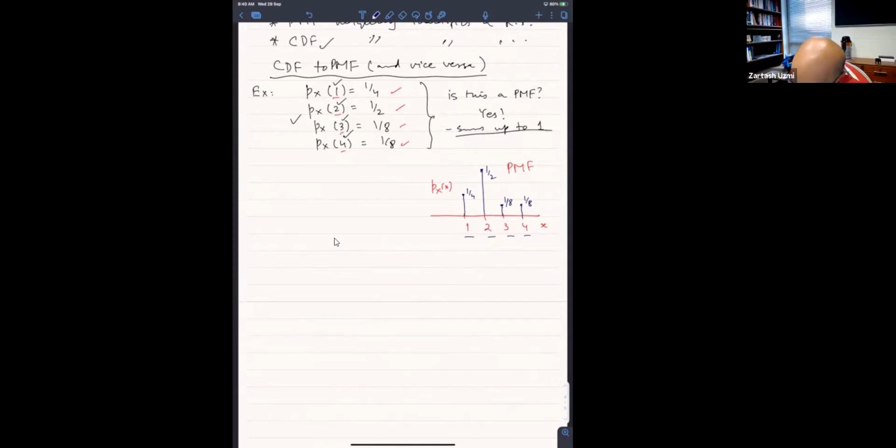Now, the PMF is given. I need to find the CDF. How will we find the CDF? We know the definition of CDF. The probability that X is less than or equal to x is the CDF, and we denote it by F_X(x) with small x. I need to find this value for all possible values of x.